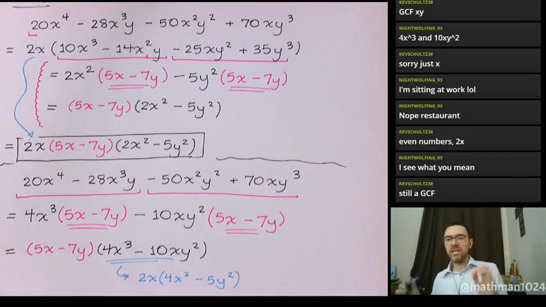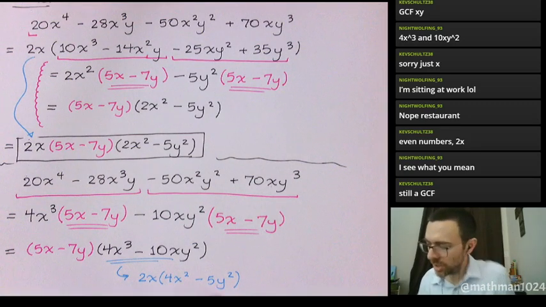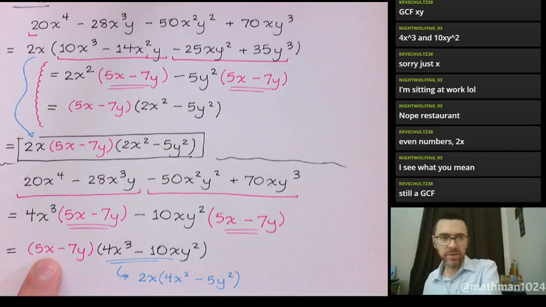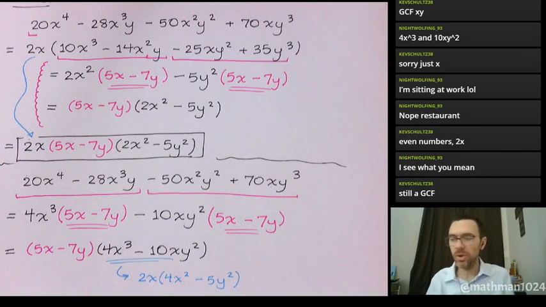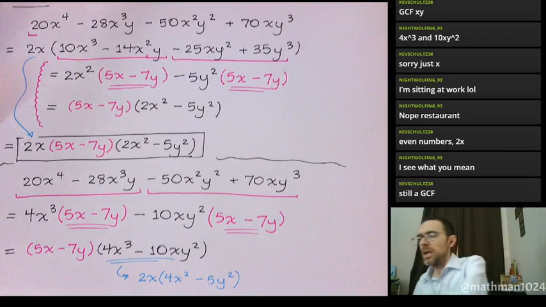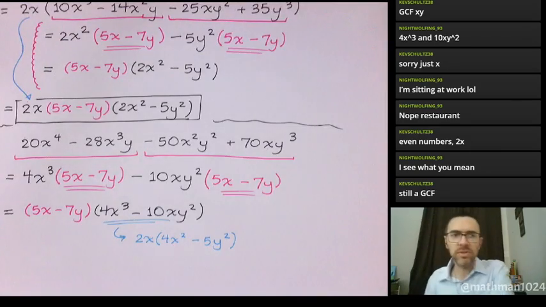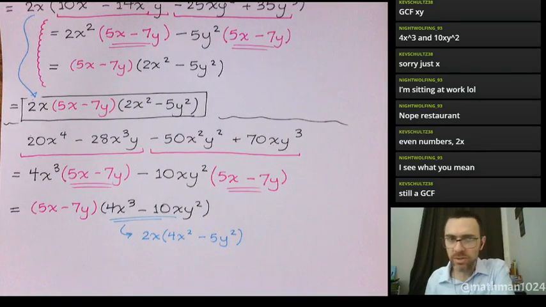Now this guy is completely factored. There's nothing else that you can do here, or with the 2x, or with the 5x minus 7. The only thing I would say here is about how you should represent your complete factorization. Now, I said before that the order of your factors doesn't matter because it's all multiplication.